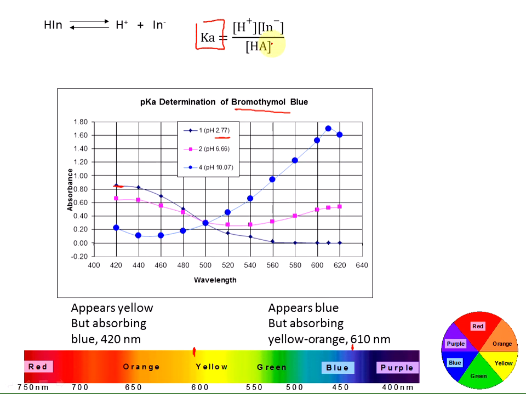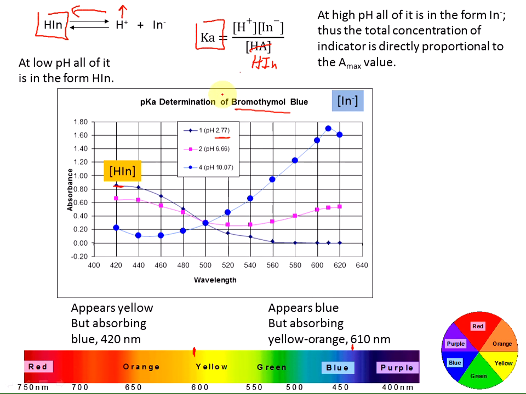So let's go ahead and write HIN right there, the protonated form of the indicator, and the deprotonated form. If I can find a ratio of these two, I can then calculate my Ka. Now at low pHs, low pH means you have a high H plus concentration. So if I have a high H plus concentration, this concentration goes up, and this is going to push my equilibrium to the left so that all my indicator is in the form of the HIN. So at low pH, all of my indicator, my bromothymol blue, is in the form of the HIN, and it's going to appear yellow.